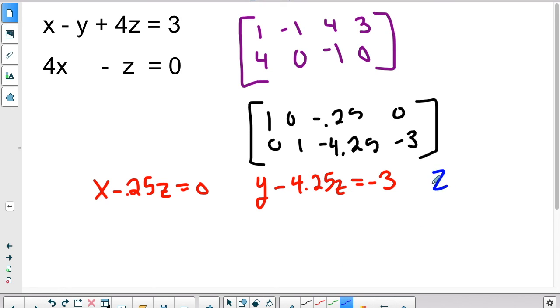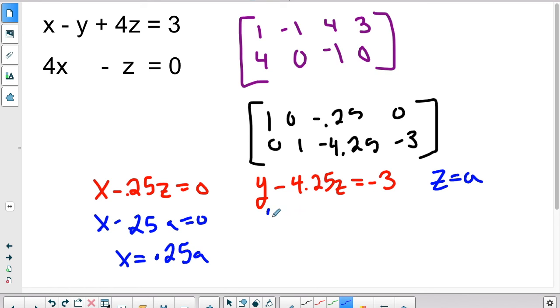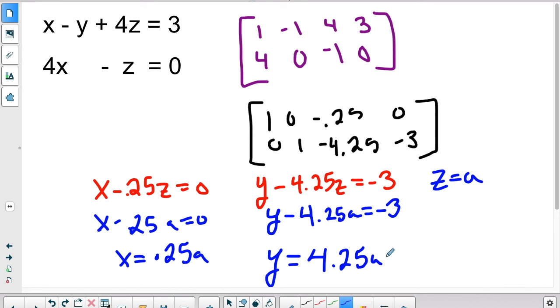So that means I'm going to set z is equal to a, just a number. And what we can do is plug it back in for both of these here. So x minus 0.25a equals 0. Then we would add it to both sides, so we get that x is equal to 0.25a. Here we get y minus 4.25a equals negative 3. We would add 4.25a to both sides, giving us y is equal to 4.25a minus 3.